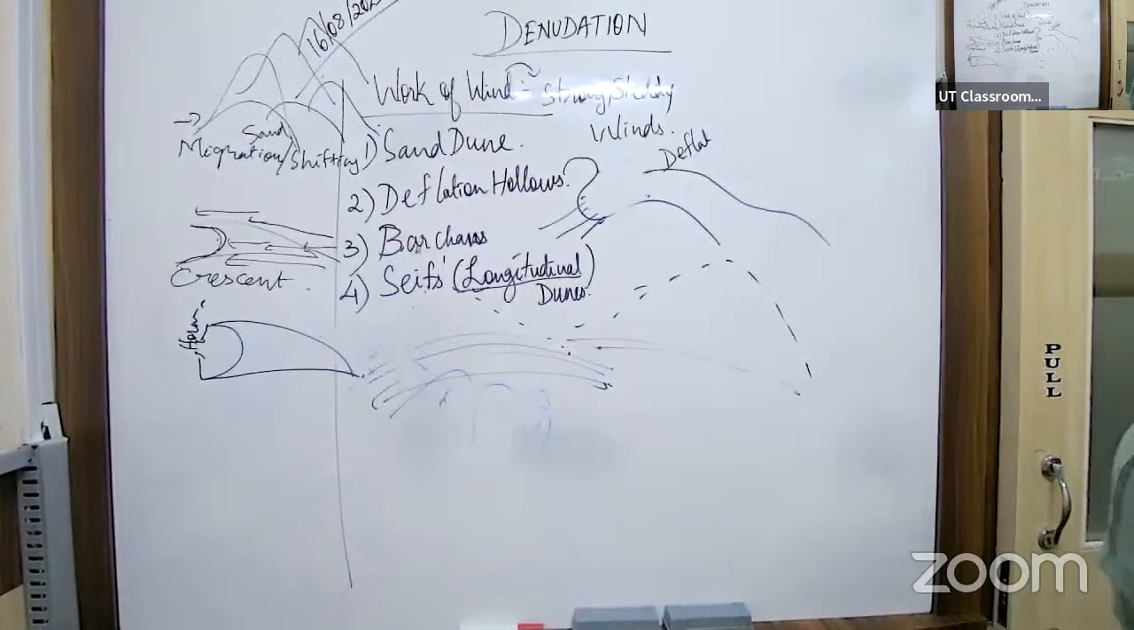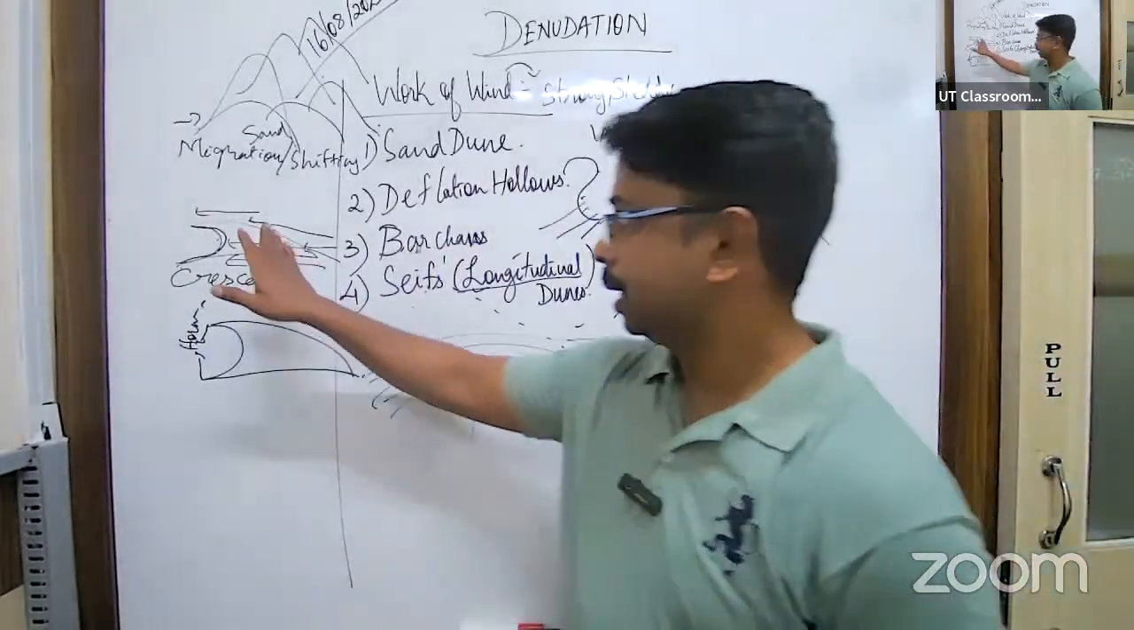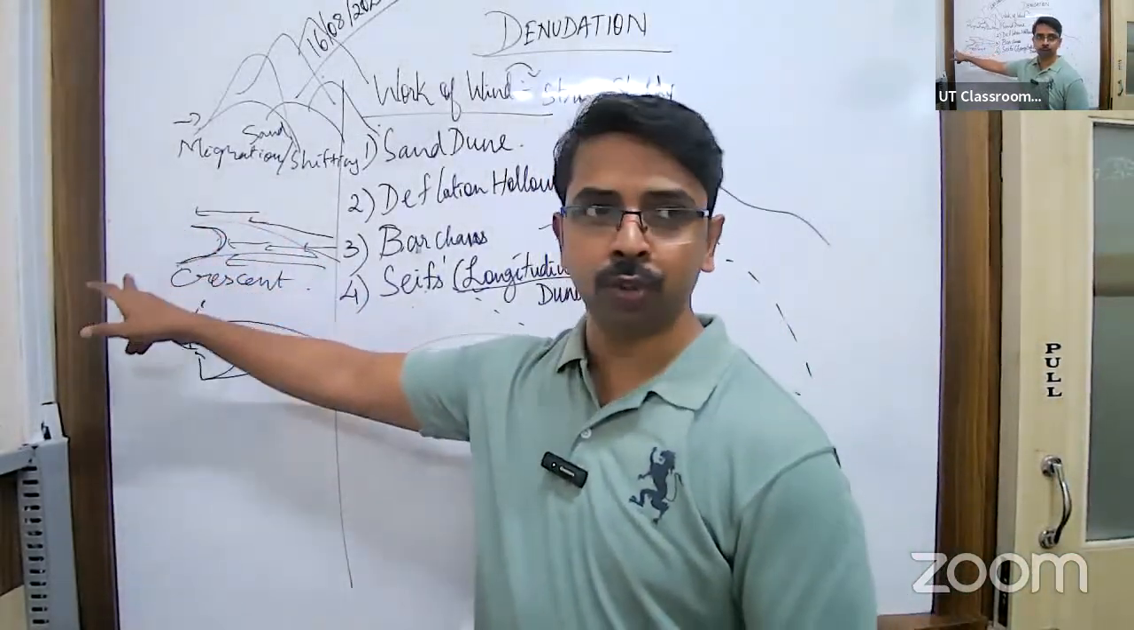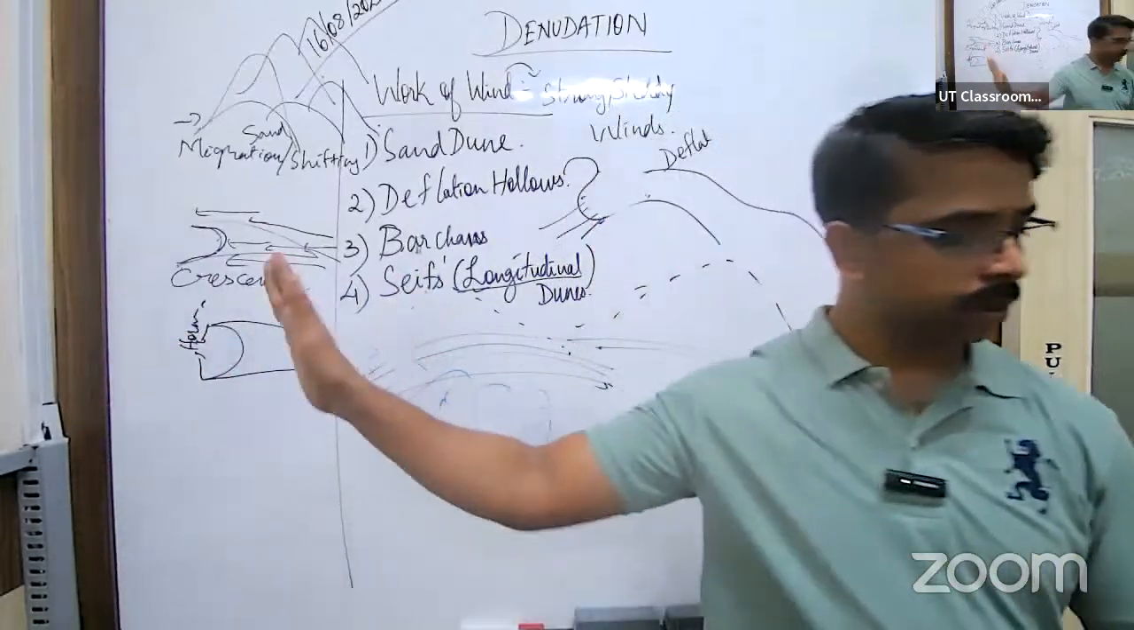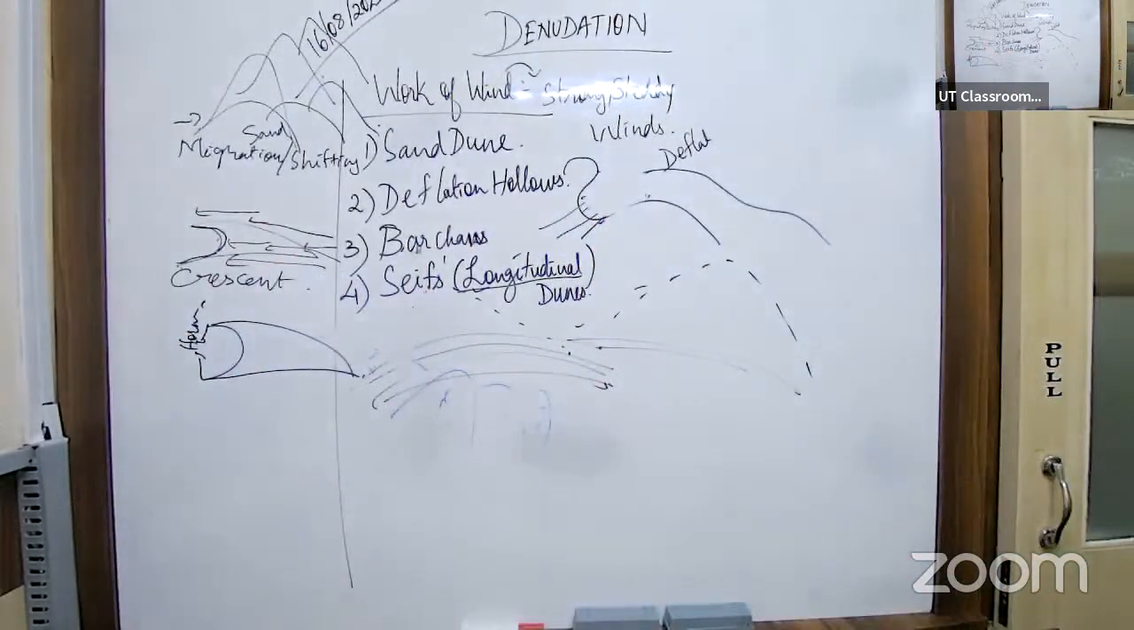Chalo, let's move on. Where are we? Barchans, is it? Come down. The windward side is convex and gently sloping. What is the windward side? This is it. What is the leeward side? Which is dropping. Correct? The side where the wind is going. And that much is enough.